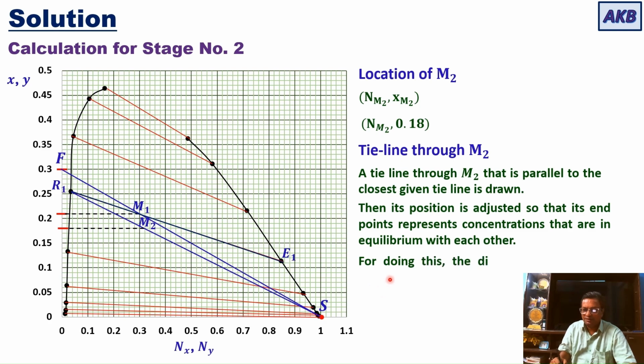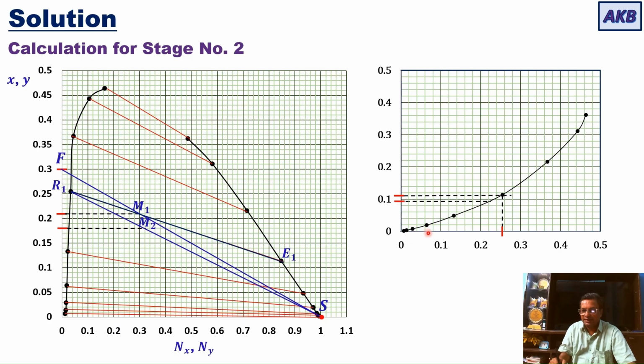And for that, we have to use the distribution diagram. So I will draw a tie line through point M2 that is parallel to the closest given tie line, and then I will adjust its position so that the endpoints of the tie line represent the concentrations that are in equilibrium with each other. So if I do that, then I will get these concentrations. X2 is equal to 0.225 will be in equilibrium with Y2, which is 0.095. So these are the concentrations represented by the tie line that is drawn through M2 and which is my required tie line.